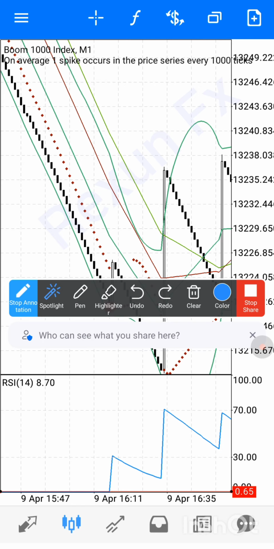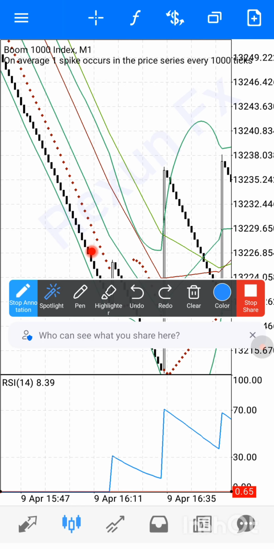So every spike in Boom 1000 occurs after 1000 ticks, on average. It's not exactly 1000 ticks, but on average 1000 ticks. And we all know that in 1 minute we have over 60 ticks, right? So every second is like a tick. So just imagine, 1000 ticks will not spread like this. But on average, 1000 ticks means a spike. But in situations like this, trust me, there are a lot more. This is over 3000 ticks, way more ticks.